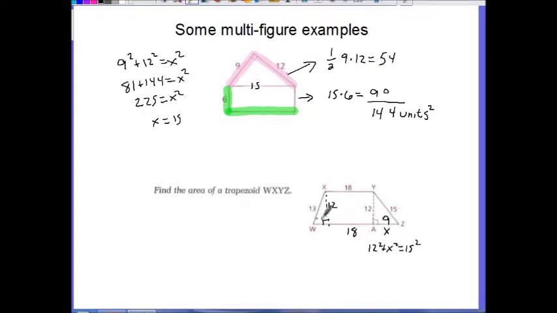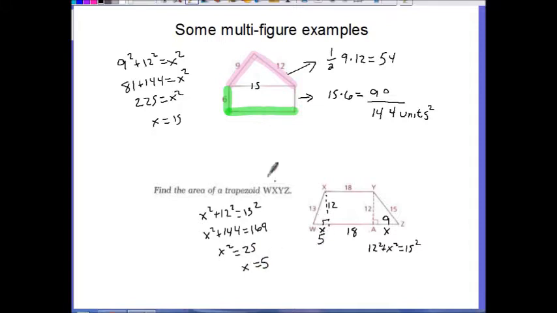On my other side, I need to know what my base is. Pythagorean's theorem. X squared plus 12 squared equals 13 squared. X squared plus 144 equals 169. Subtract my 144. X squared equals 25. When I square root, x equals 5.